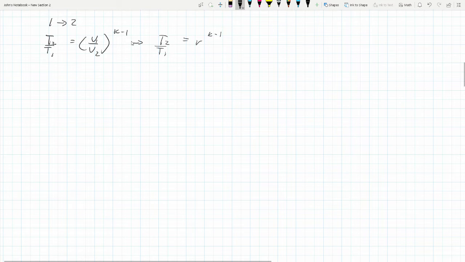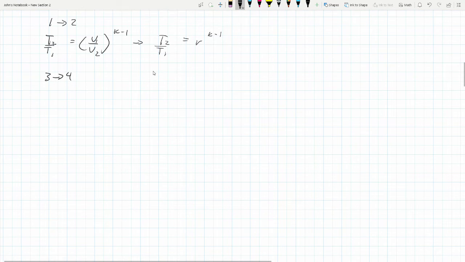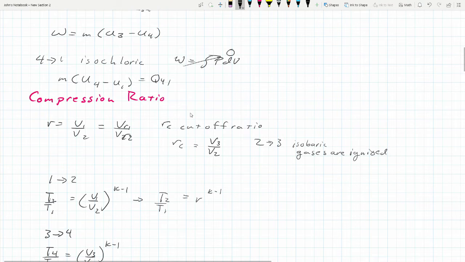And again, you're going to do that for all the others except during phase 3 to 4. This is where it changes, the adiabatic expansion. Well, you have T4 over T3 is equal to V3 over V4 to the K minus 1. Same as you'd expect up there. However, you don't know what V3 is, but you know what V4 is. But you might not know what T4 or any of these constants are. But whenever you're dealing with a diesel cycle, you will always know what RC is, and you'll always know what R is.